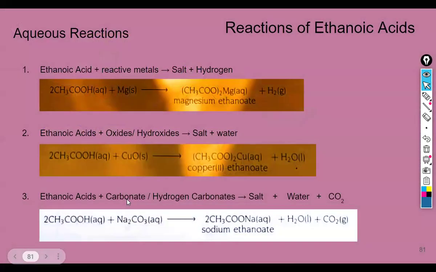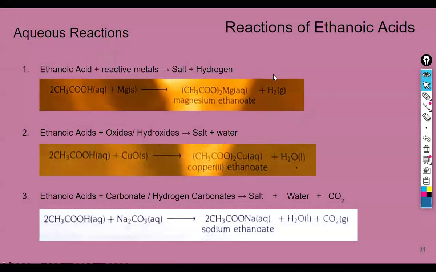Right, so the opposite of anhydrous is the aqueous reactions. All of them involve water. Now, I want to explain this because this could be hard to memorize if you don't notice the pattern here. What we're going to do now is take ethanoic acid and mix it with a reactive metal. The one we're using for this example is magnesium.